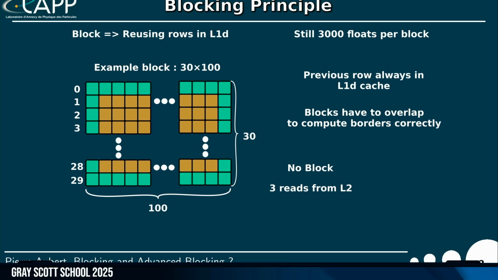And so if we don't have blocks, we do 3 reads from the L2, so it's quite costly. And if we have a block, we do 3 reads, but only 1 from L2, because of the new data we want to load, the data before were already used. We don't have to put them again in the cache. It's much better for this computing.